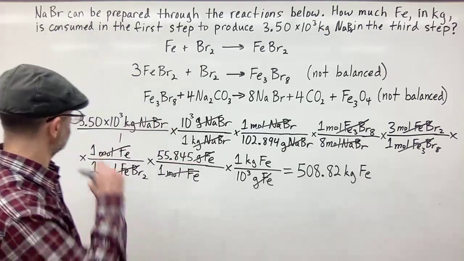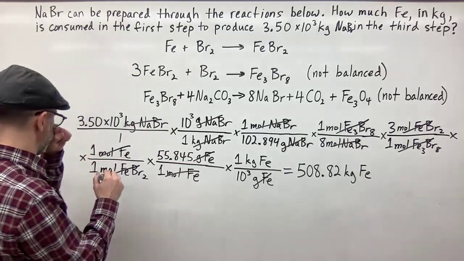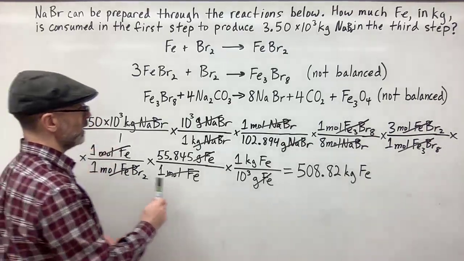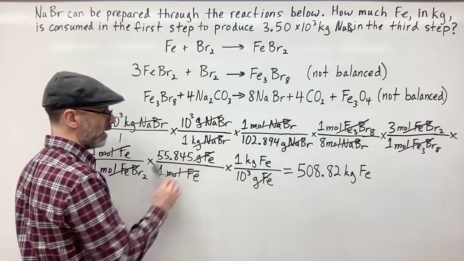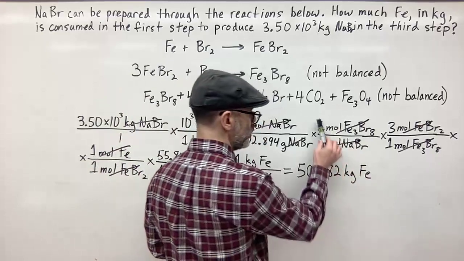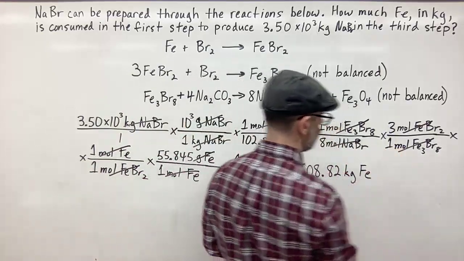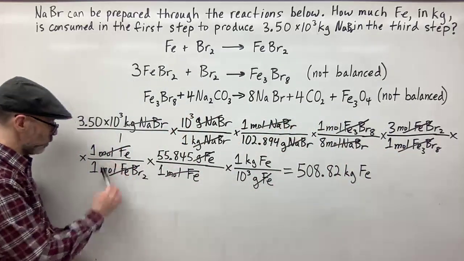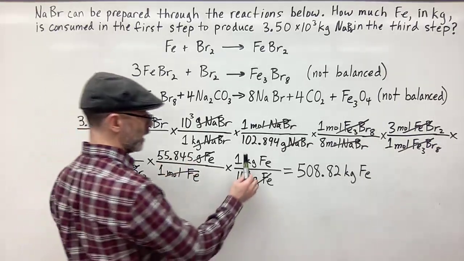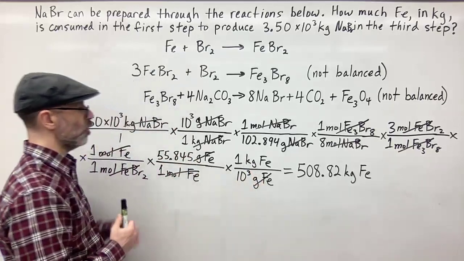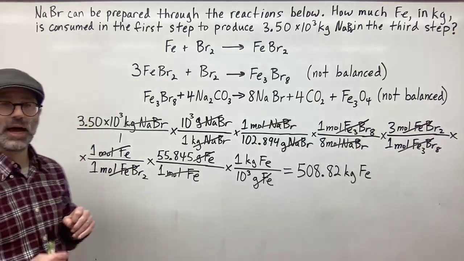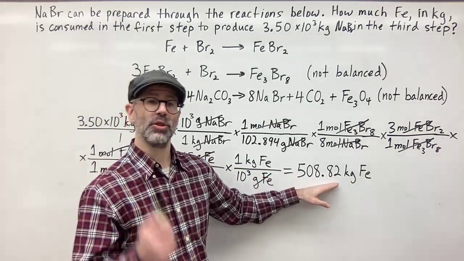So let's go through this. So here we have 3 sig figs. Here, this is exact, so we can ignore that. Here we have 6 sig figs. This mole ratio is exact. This mole ratio is exact. This mole ratio is exact. Here we have 5 sig figs. And here we have an exact relationship. So the least number of sig figs is 3. So that means that our answer is limited to 3 sig figs.